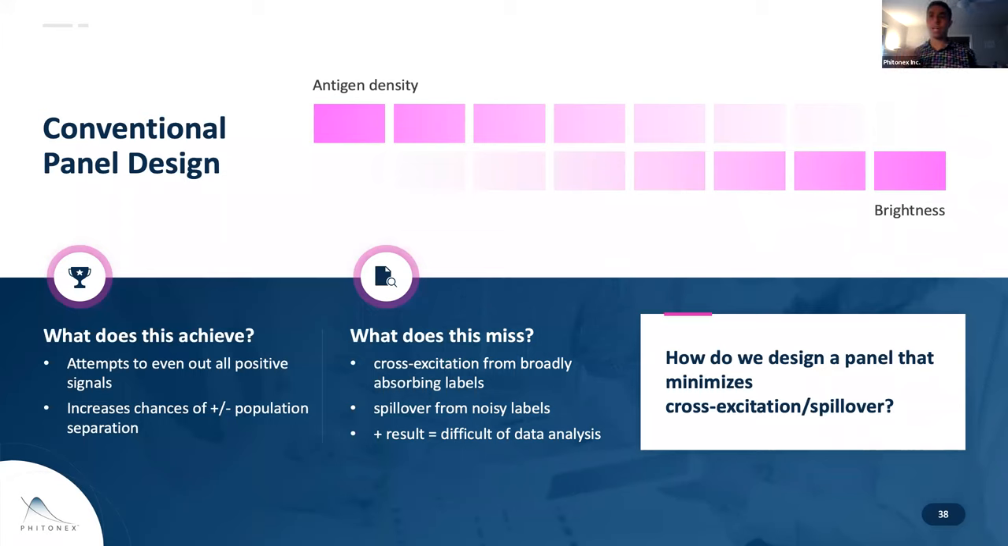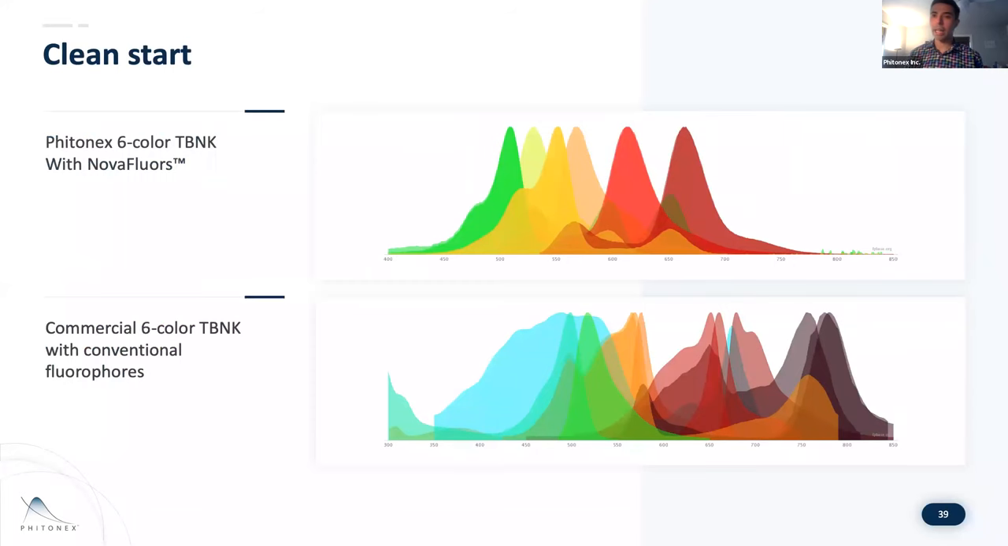So we asked a question: how do you design a panel from scratch, throw this paradigm out, and say, what if you design a panel that actually minimizes cross excitation and spillover a priori? As a challenge, we created a TBNK panel for ourselves, leveraging the current fluorophores that we had, and compared that to a commercial TBNK kit with the conventional fluorophores that are out there. It matched up in terms of the number of labels, and it gave us the ability to think about how panel design could be a little bit different.